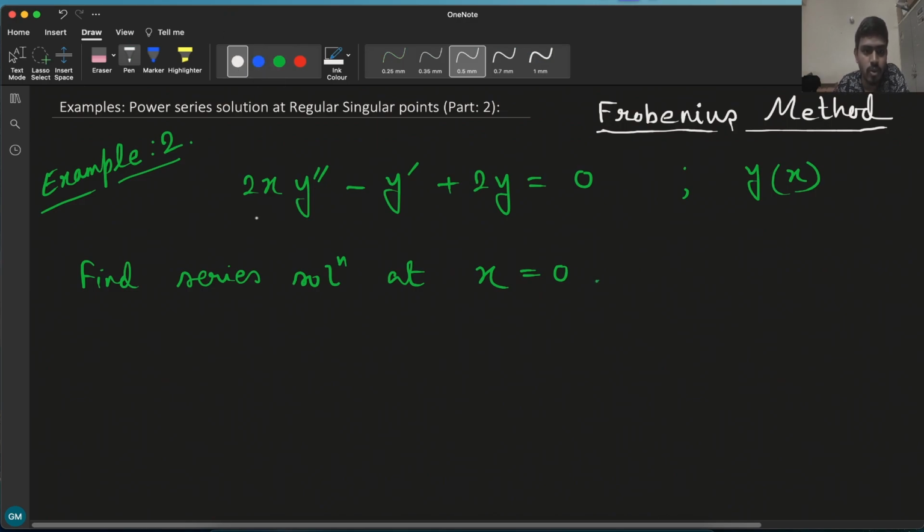So this is our px, which is equal to 2x. This is our qx, which is minus 1, and this is our rx, which is 2. So qx and rx are constant functions of x. They don't depend on x, but we can still write them as functions of x.